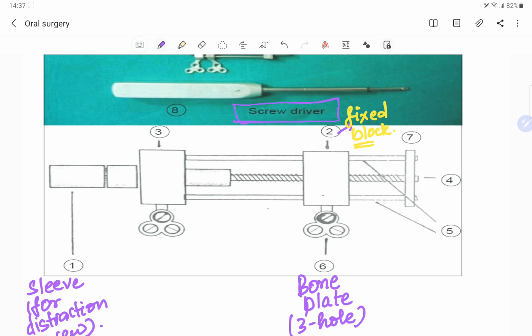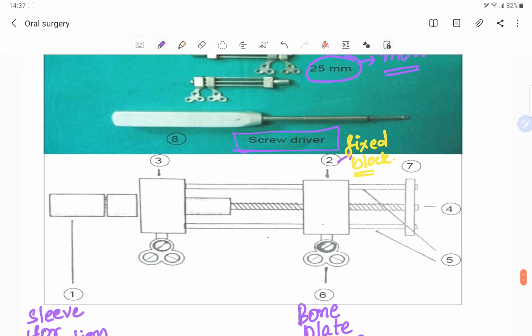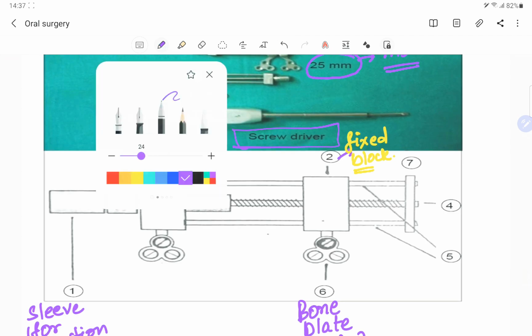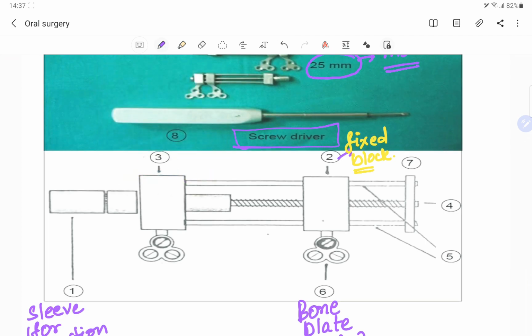Then the third one you can see is our movable block. Now this block is going to move. So the third one is a movable block. This particular block, guys, is the one which is going to move. And the second one is the fixed one, so that remains fixed. So this block will do the movement of the bone, distraction of the bone.